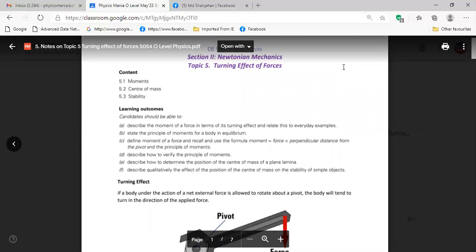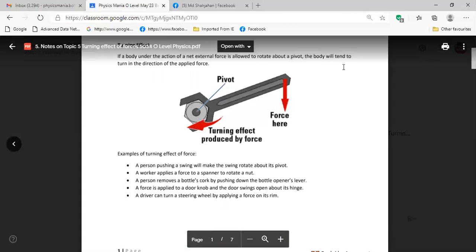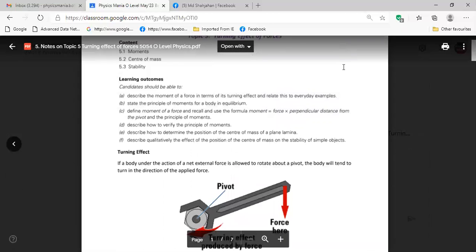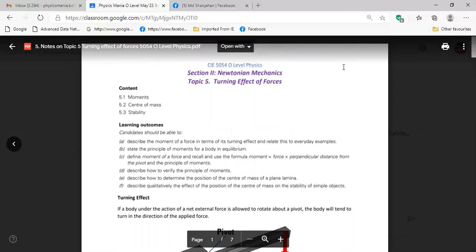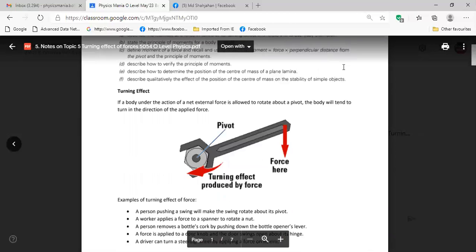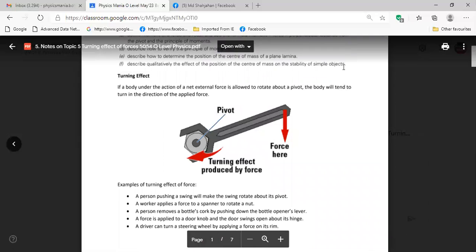So here we are having the turning effect of forces, then principle of moments, then we have stability of the object, how it is depending on the center of mass of the object. Okay, sir. That one we try to understand a little bit. So here we have some examples of turning effect of forces. Can you please write the heading of today's topic, topic 5, turning effect of forces? So I've written it. Then you write the definition of turning effect.